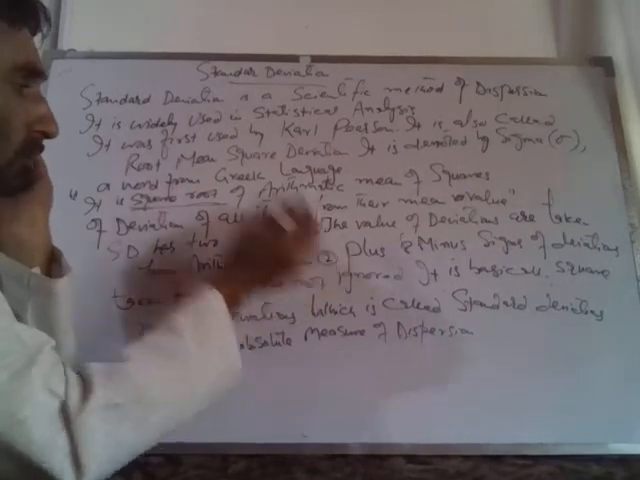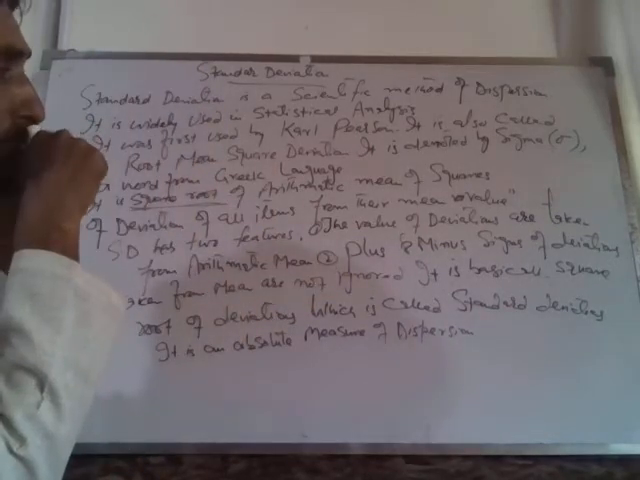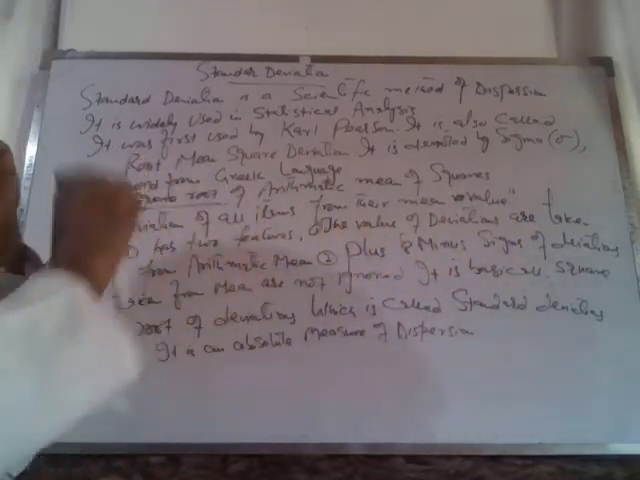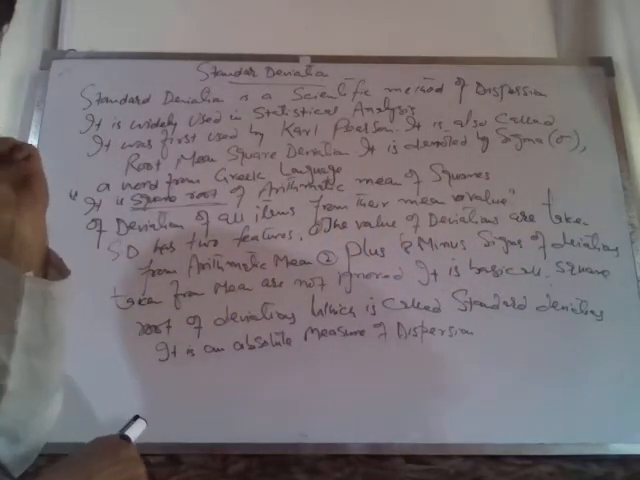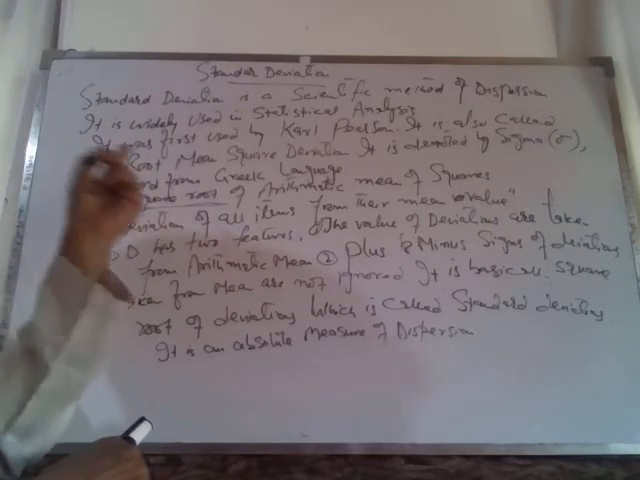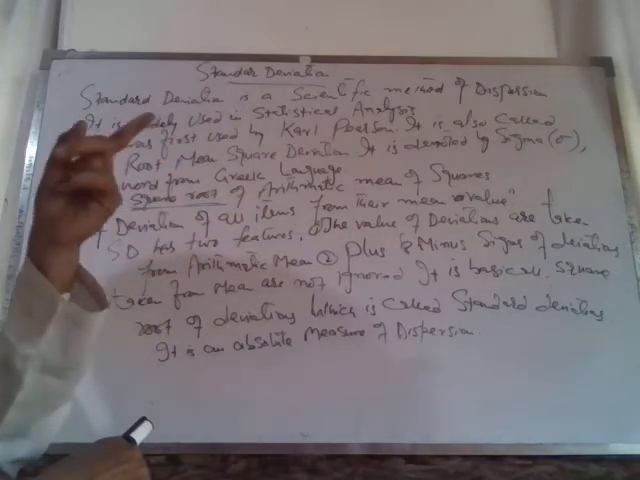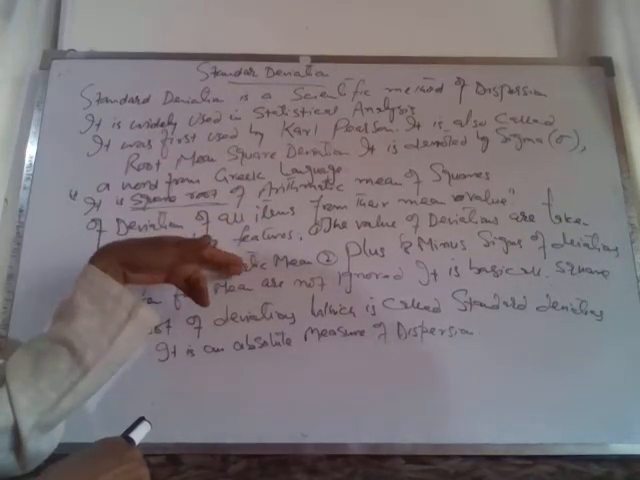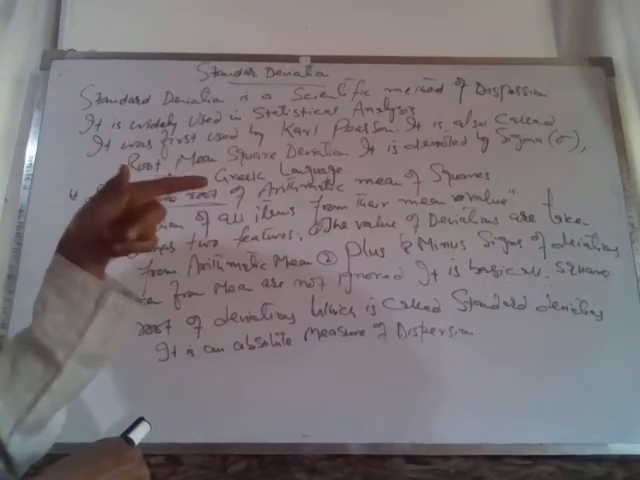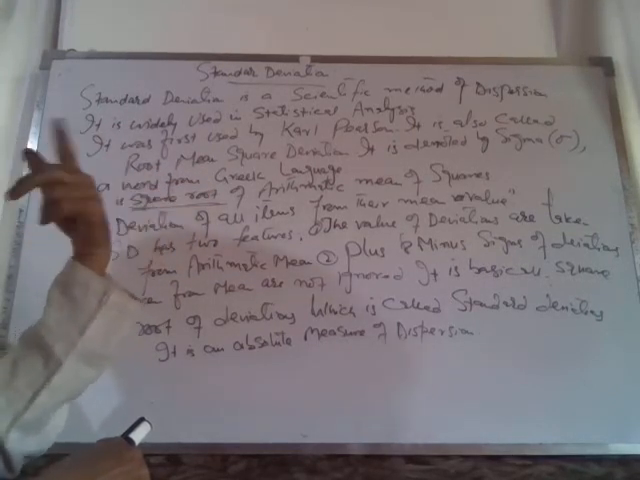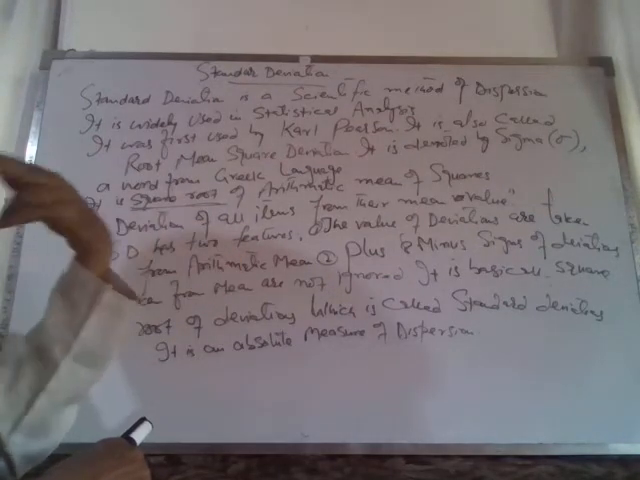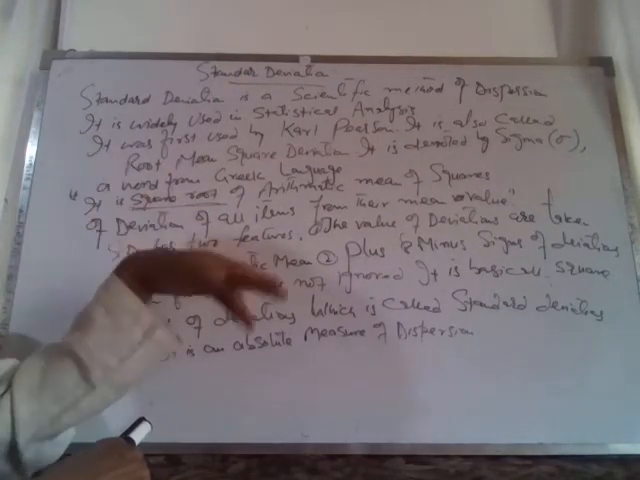The first important feature of the standard deviation is that the deviations are taken from the arithmetic mean. In the mean deviation, we were calculating deviations either from mean, mode, or median. But here only the mean is required to calculate the deviations. Here all deviations are calculated from the arithmetic mean. Median and mode are not required.